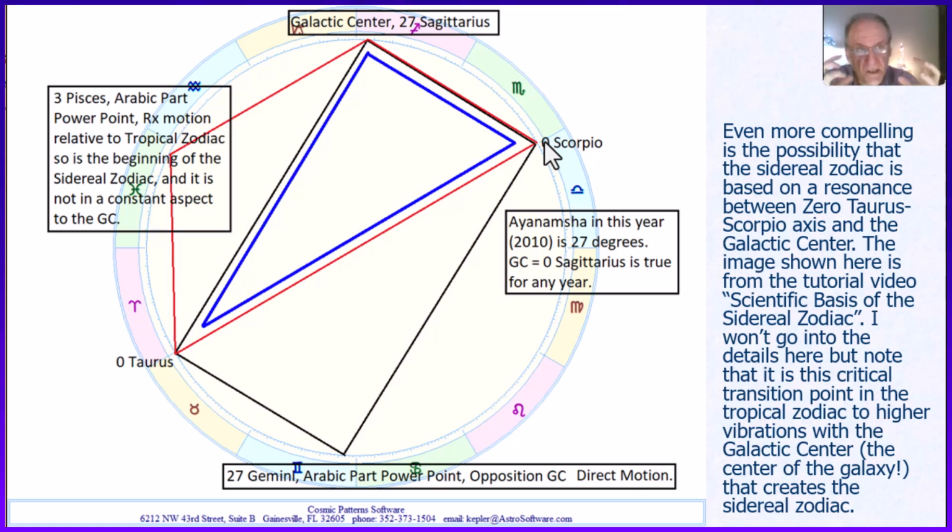And this resonance created at these different levels of spin is what creates the relationship of houses to the tropical zodiac, and the next connection is the tropical zodiac to the sidereal zodiac, and it's all based on the resonance, same angles, of the galactic center to the 0 Scorpio, and therefore also the opposite point, and the resonance point that puts all three of these points into a vibrating system.